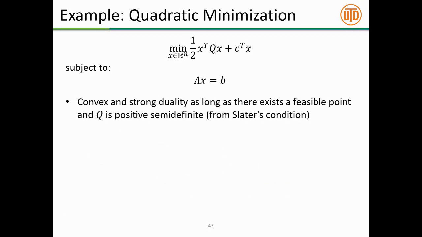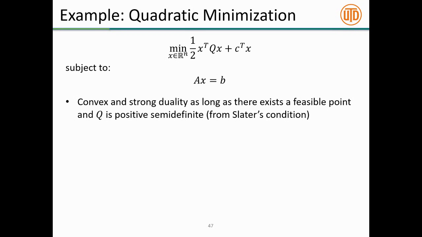So here's a simple quadratic minimization problem. In fact, it's an example of a quadratic programming problem because we have a quadratic objective function subject to a linear constraint. Slater's condition tells us that there's zero duality gap here as long as there exists some x such that Ax equals b, and Q is positive semi-definite. So we need the objective to be convex. That's this positive semi-definite thing, and there has to be some feasible point. And then Slater's condition will tell us that there's zero duality gap.